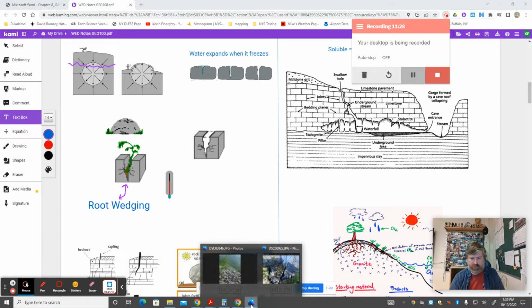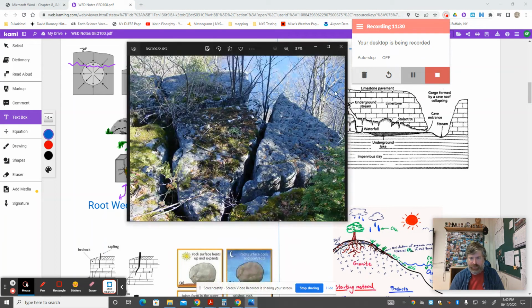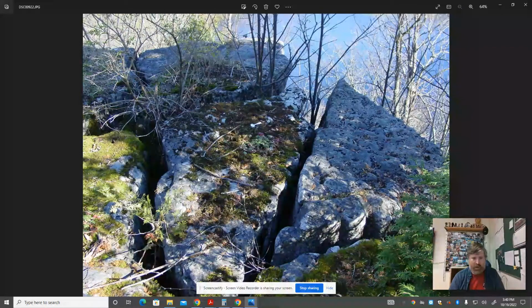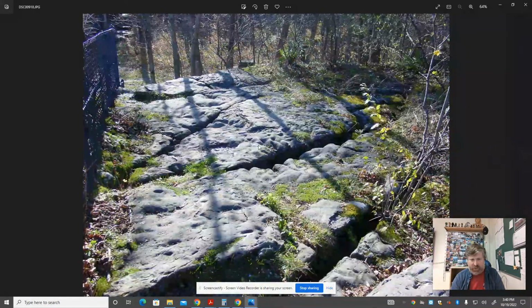So here's Clark's Reservation State Park. Highly recommended, just south of Syracuse. The joint sets in the limestone here, everything's gotten kind of wider gaps and kind of rounded off a little bit. Got a couple others here. This is part of the trail. Look how wide these little gaps are getting.